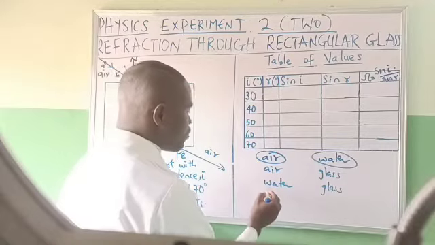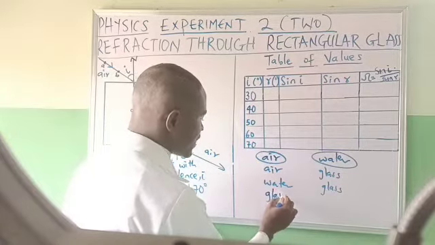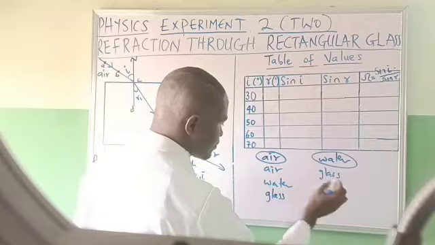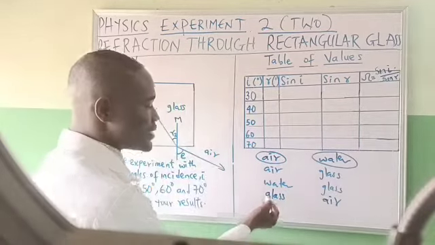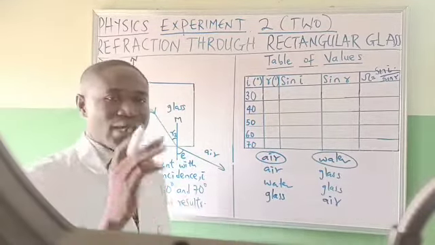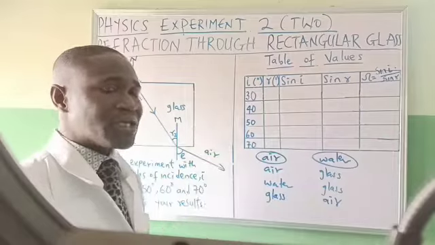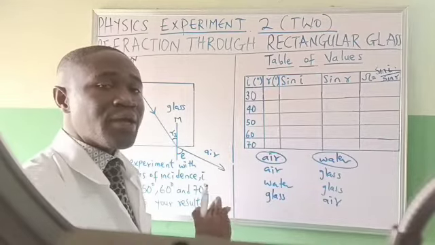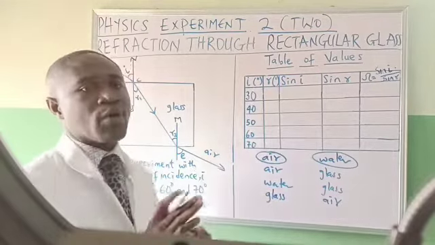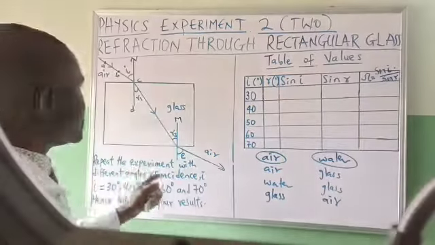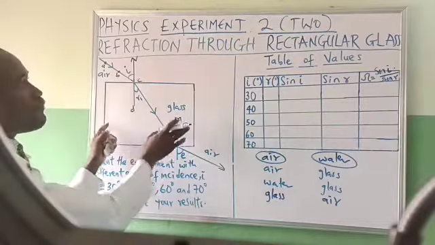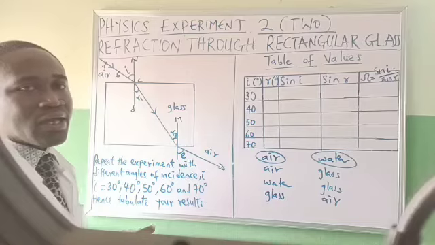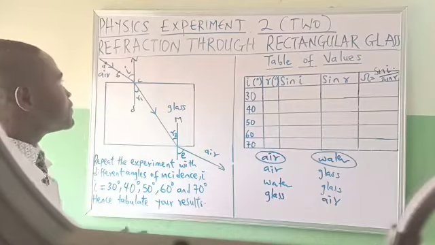But if it is moving from glass to air, for instance, glass is denser and air is less dense, what will happen is that the light ray will be refracted away from the normal. This is a typical diagram of what happens in the rectangular glass prism experiment.